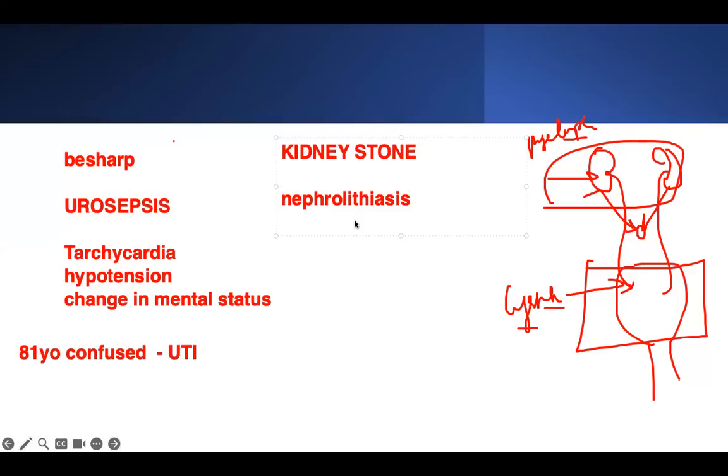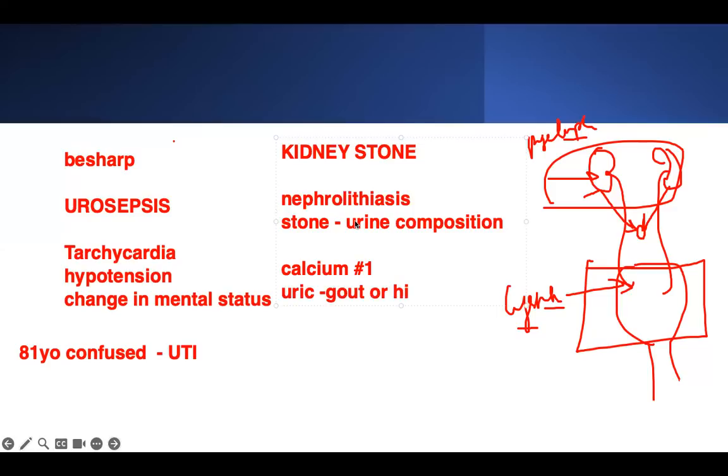You have to know how the stone forms. Stone forms because the urine composition changes. It's the same thing as how you form gallstones in your gallbladder. The composition of your bile changes. When the composition changes, the urine crystallizes and forms stone. That's all. Then you have to know what kind of stones we have. We have the calcium stone, which is the normal one, okay? Then we have uric acid stone, which is usually gout or high protein diet or high cell turnover, basically.